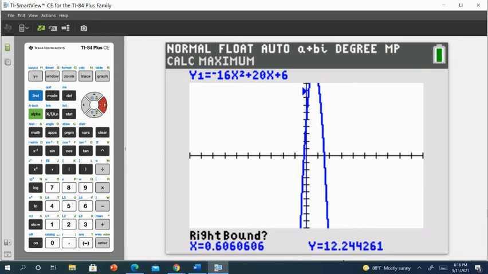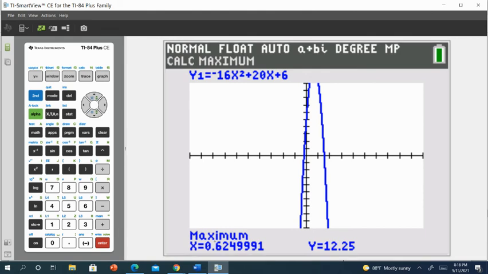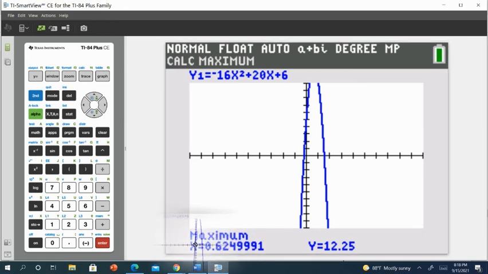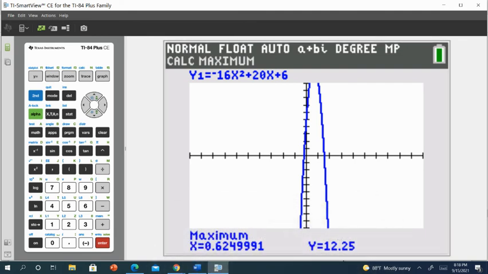And then we need to go to the right side of that maximum point. And again, it's easy to see I'm on the right side. Hit enter again, and then enter one more time. And it says that the maximum is at 0.62 and 12.25. Now, again, what this means is at 0.62 seconds, she is 12.25 feet in the air. That's as high as she's going to get, 12.25 feet.